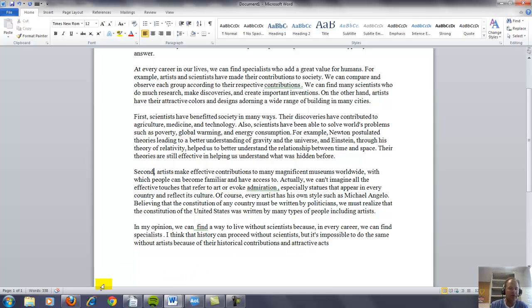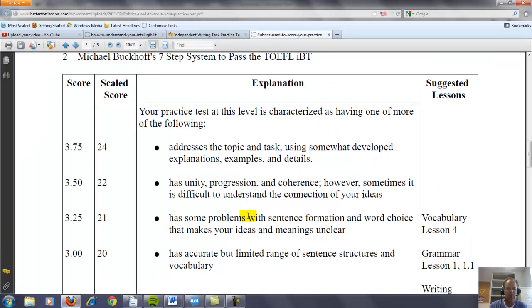So let's go back to the rubrics one more time. I don't know. I'm going to probably put you right now at between 3.5 and 3.75. So your essay will score right now between 22 and 24 points out of 30, I think, based on what I just read.